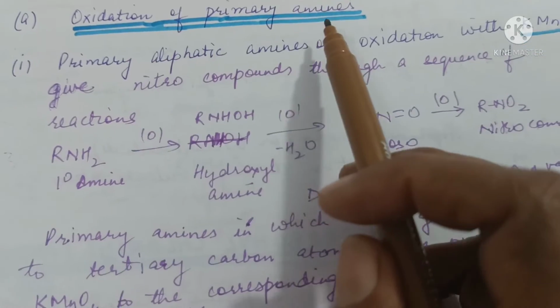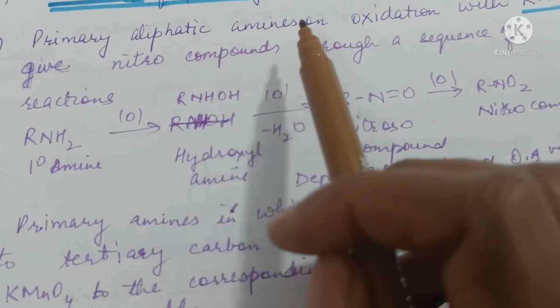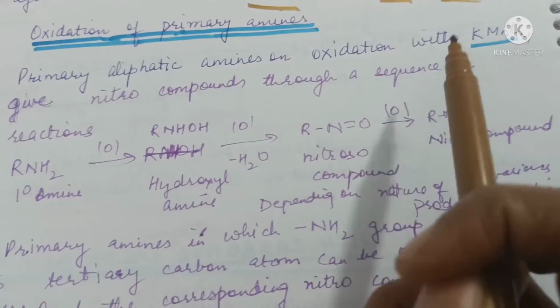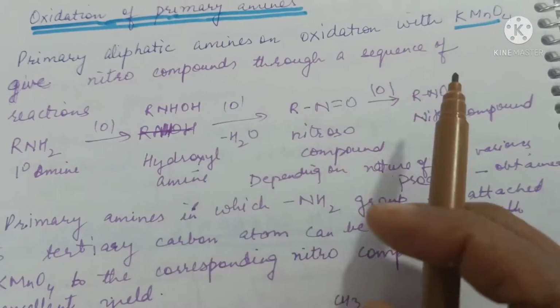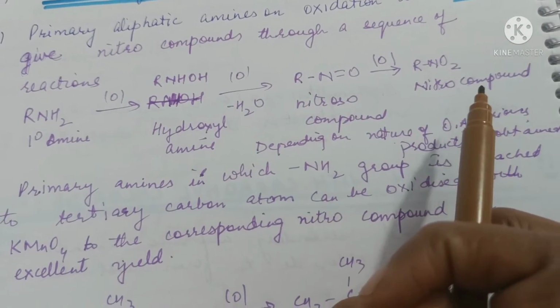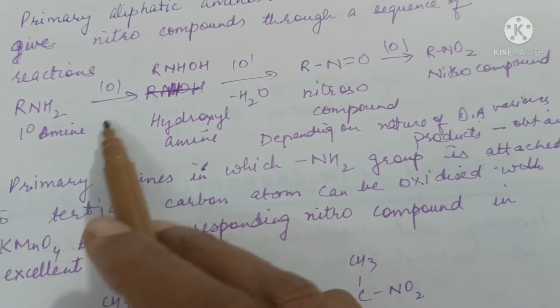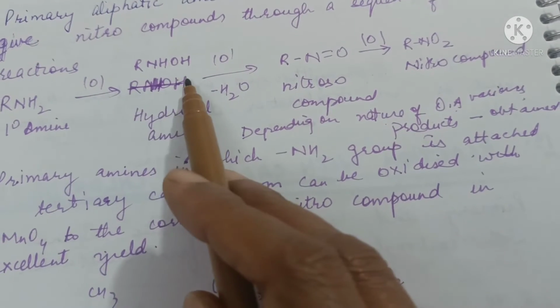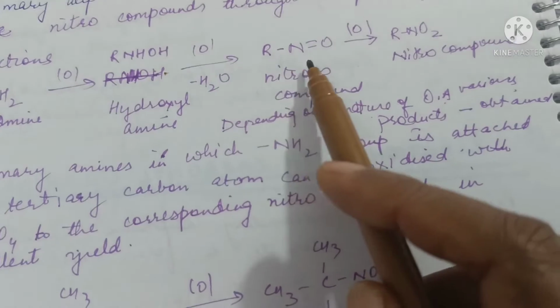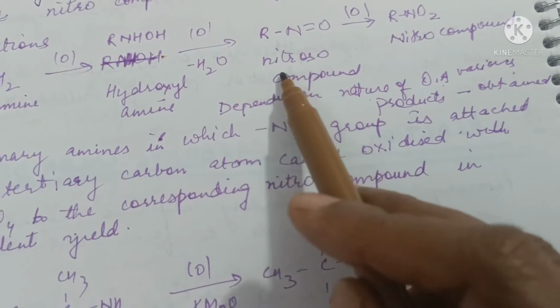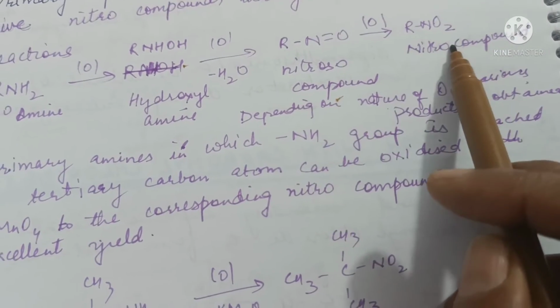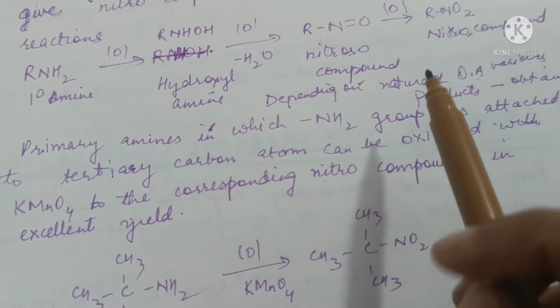Oxidation of amines gives different products depending upon the nature of amine and oxidizing agent. To oxidation of primary amines, primary aliphatic amines on oxidation with KMnO4 will give nitro compounds through a sequence of reactions. First, alkyl hydroxylamine is formed. On further oxidation, nitroso compound is formed, which on further oxidation forms nitroalkane.